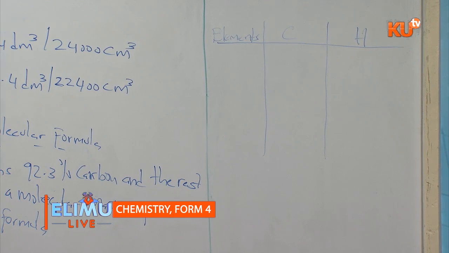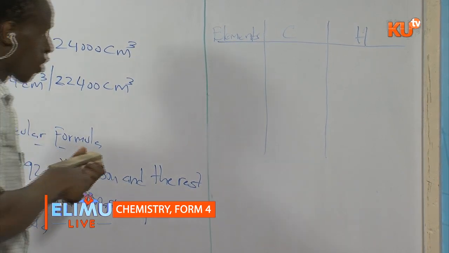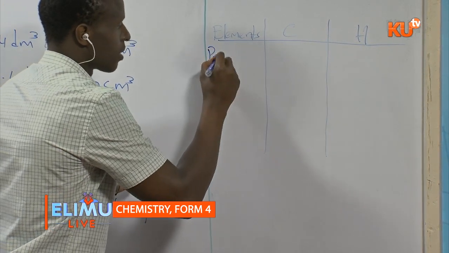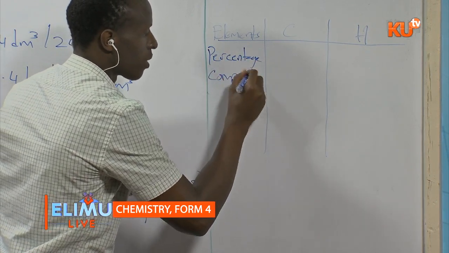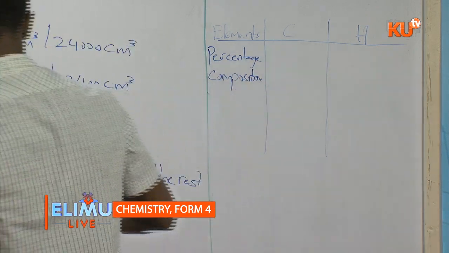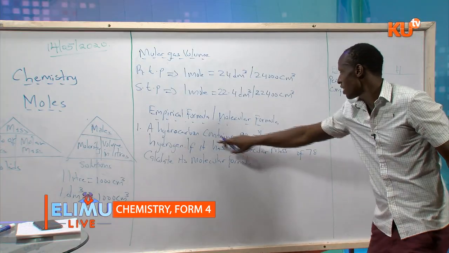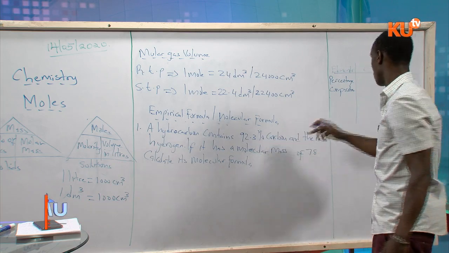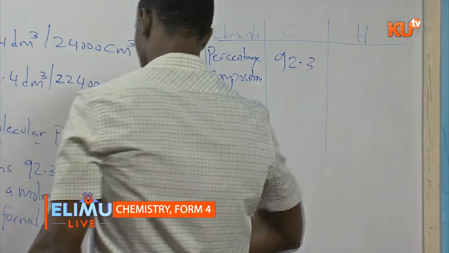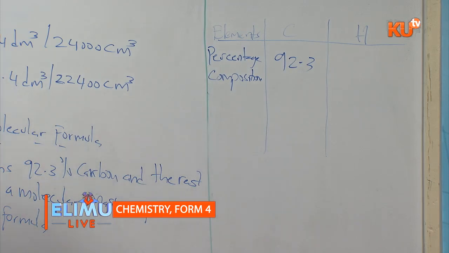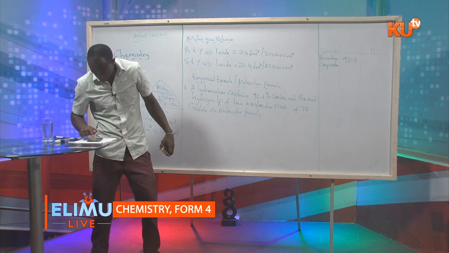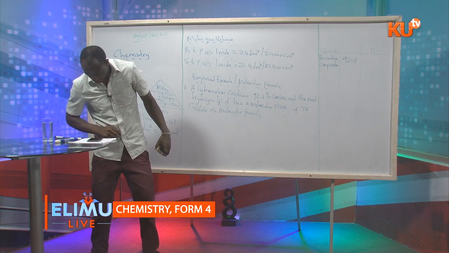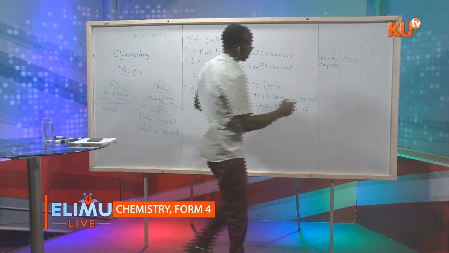Then the second part, you write now the percentage composition. So a hydrocarbon contains 92.3% carbon. So this one is 92.3, and the rest is hydrogen. So if the rest is hydrogen, our total percentage adds up to 100. So you do 100 minus 92.3. That gives you 7.7.